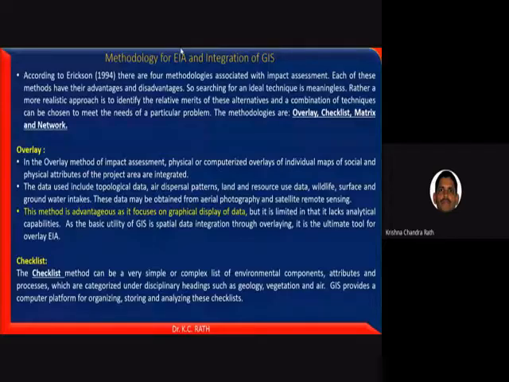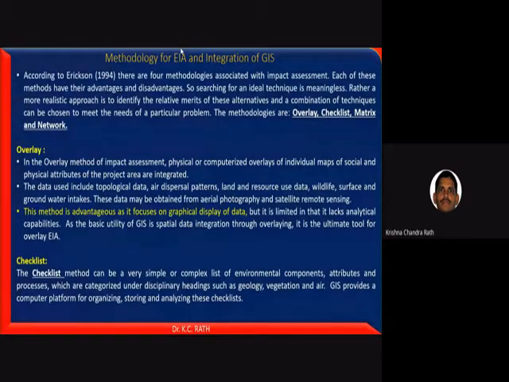And the methodologies are overlay, checklist, matrix, and network. All my geography friends will be very comfortable with this, like we do the overlay. So many parameters. I will tell you, just because of the development of the GIS, geographical information system, and with the development of the computer, people try to realize these methodologies and could do something for the EIA.